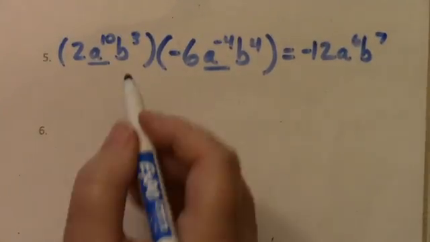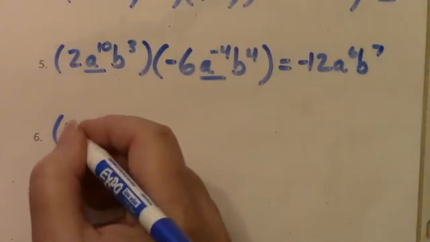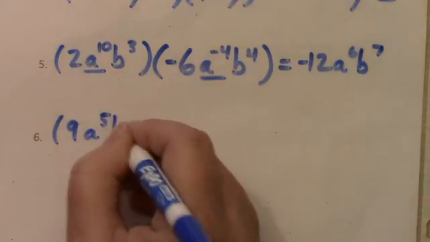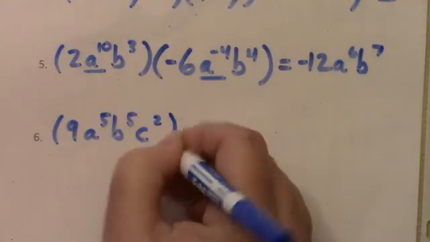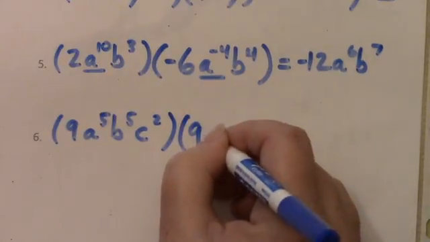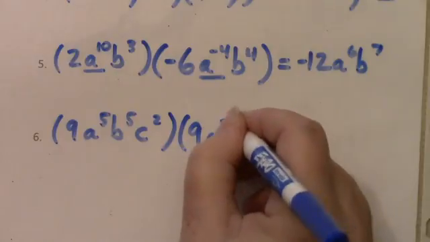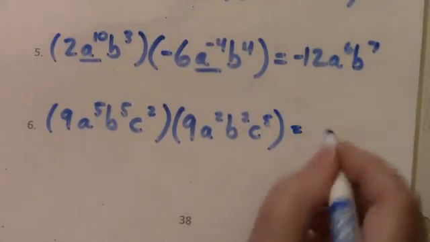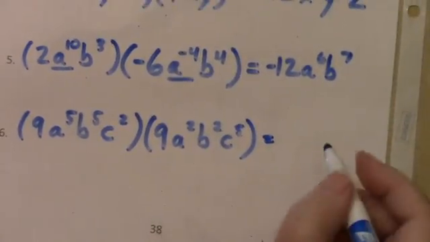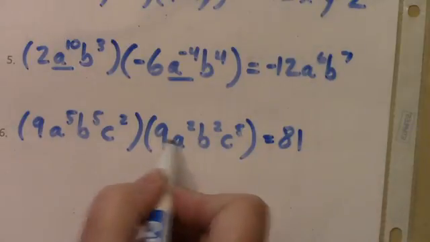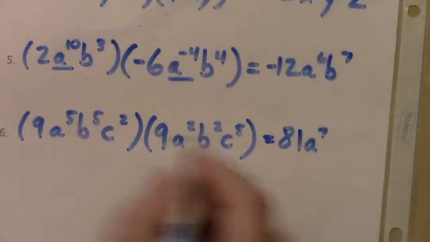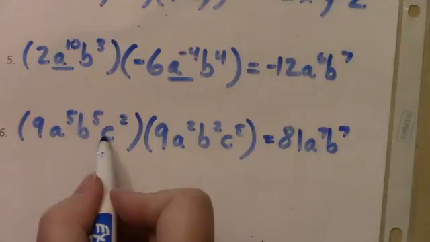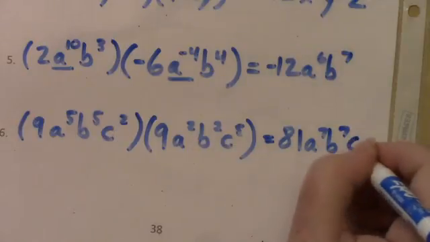And we'll do one more. How about 9a to the 5th, b to the 5th, c squared times 9a squared, b squared, c to the 5th. All right, let's see. 9 times 9 is 81. How many a's do I have? 5 plus 2, a to the 7th. b's, 5 plus 2, b to the 7th. How many c's? c to the 2nd, c to the 5th, c to the 7th.